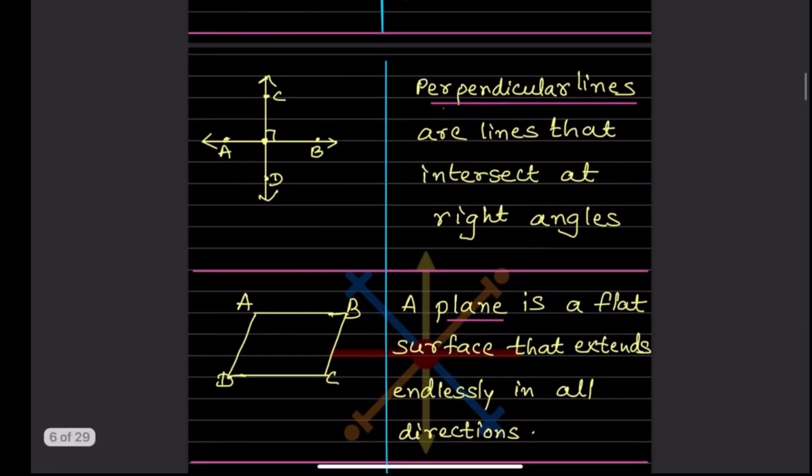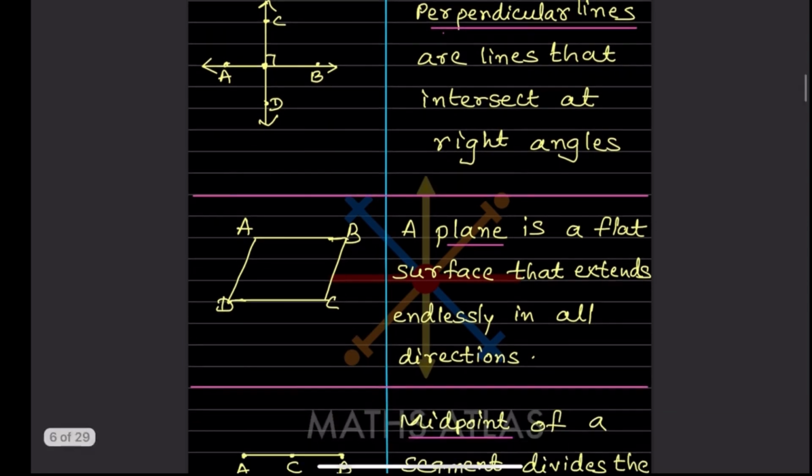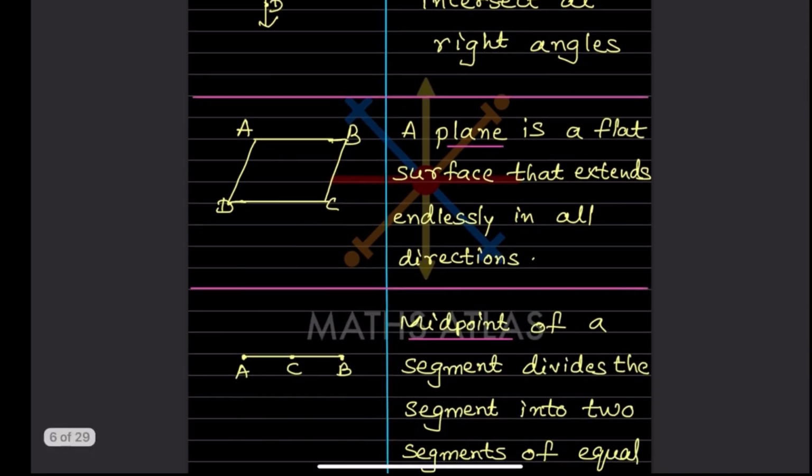Now the perpendicular lines. Sometimes in some places you won't see this box. Whenever we have it like this, this is called perpendicular. Perpendicular lines are lines that intersect at 90 degrees. A plane is a flat surface that extends endlessly in all directions.